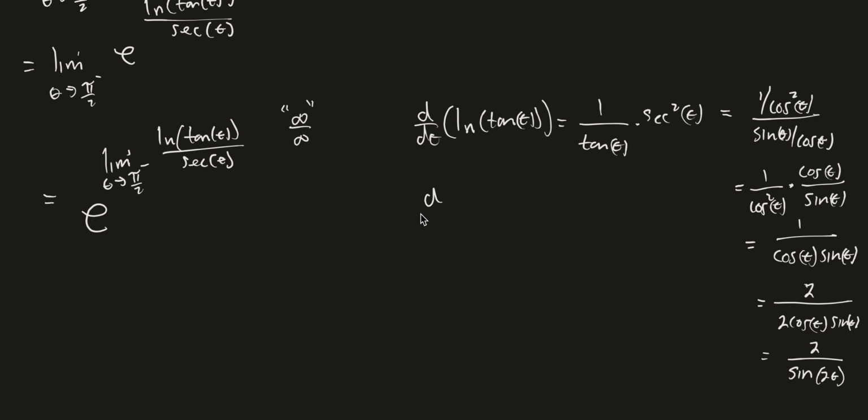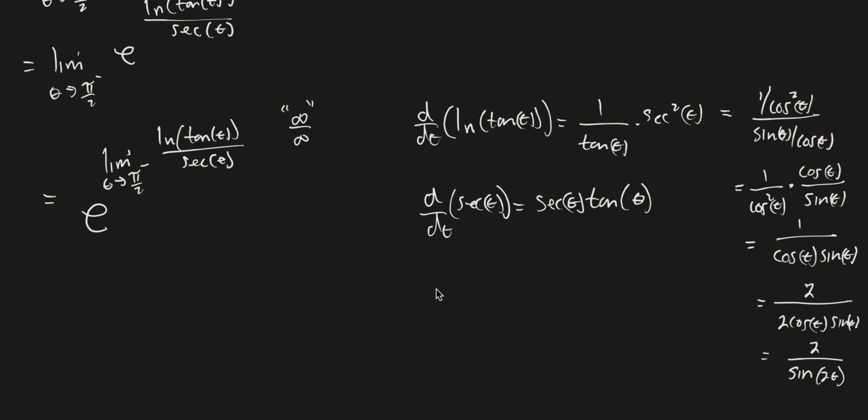The derivative of the bottom is a little bit more straightforward. That's just our basic secant derivative, so that's secant theta tangent theta, right? Okay, so let's see. What we have to do is take any one of these, let's say we take this one, and then divide it by this, right?